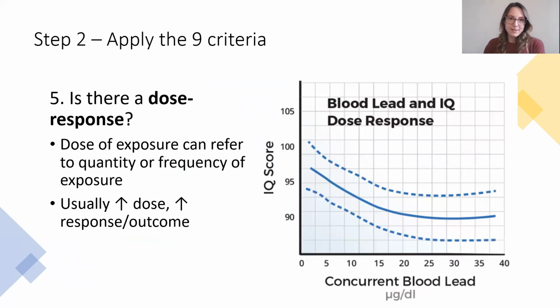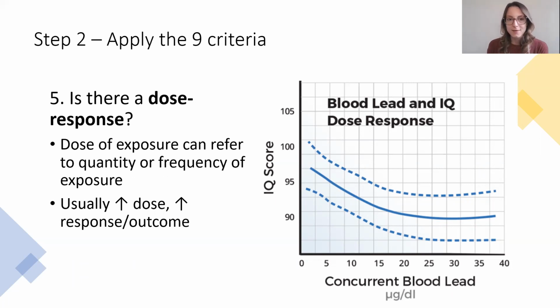Now, the next criteria is the dose response. And so the dose, as we know, just refers to the quantity or the frequency of that exposure. So it depends on the hazard type. If it's something like a substance, then you're usually talking about the weight or the volume of that particular exposure. But for something like radio frequency, maybe you would talk about the frequency of exposure. So it's a different type of way to measure dose because it's a very different type of substance.